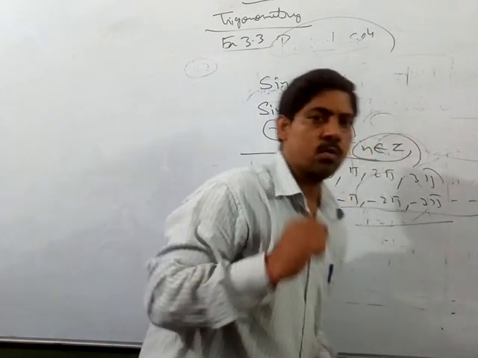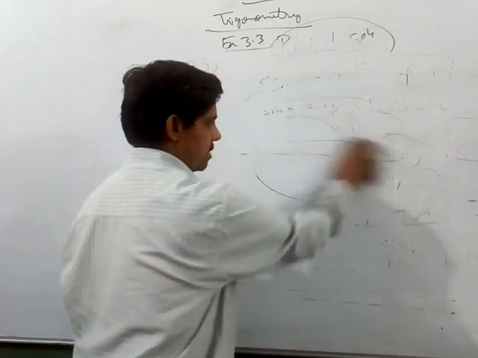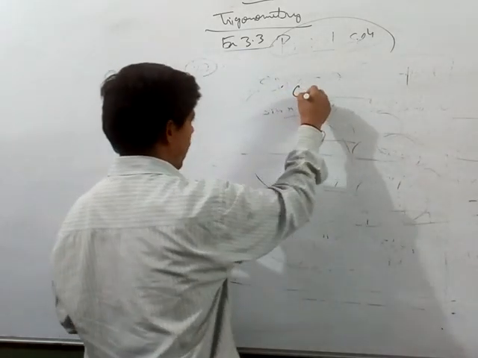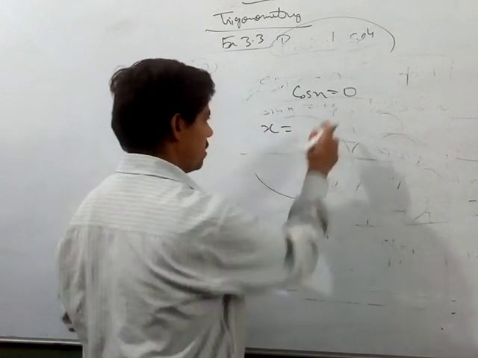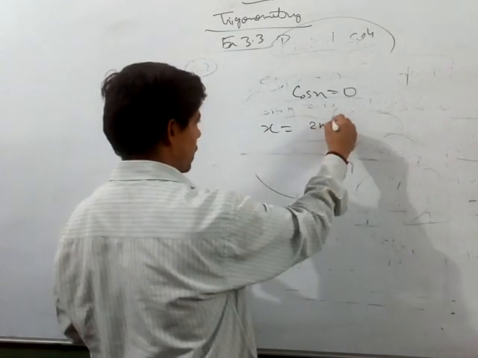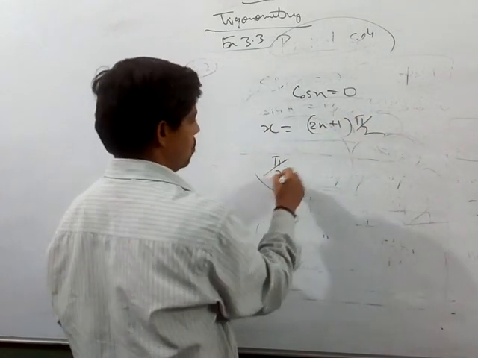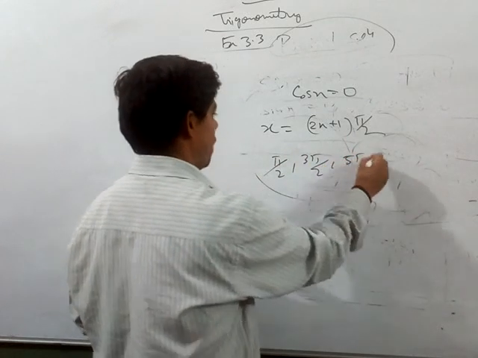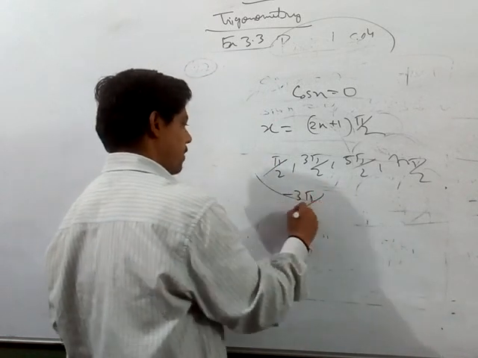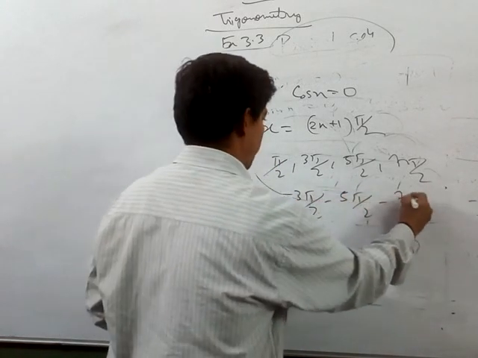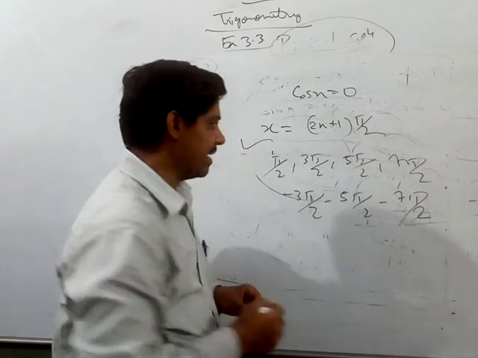The second equation is cos x is equal to 0. Again you have to understand, when is cos x 0? Cos x is 0 at odd multiples of pi by 2. So if cos x is equal to 0, the answer will be (2n plus 1) pi by 2. Cos x is 0 at pi by 2, 3 pi by 2, 5 pi by 2, 7 pi by 2, and in negatives also we can take minus 3 pi by 2, minus 5 pi by 2, minus 7 pi by 2, and so on. At these values you will find that cos x is 0.